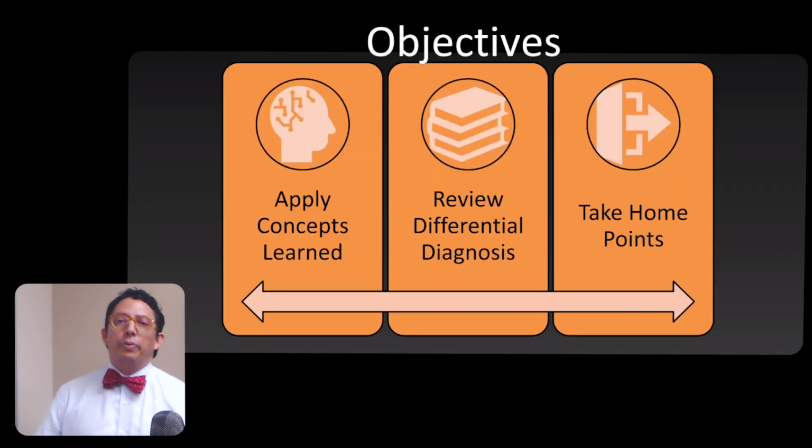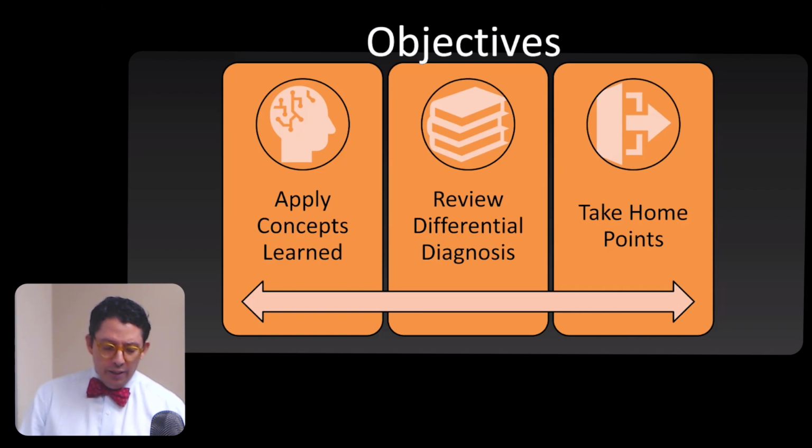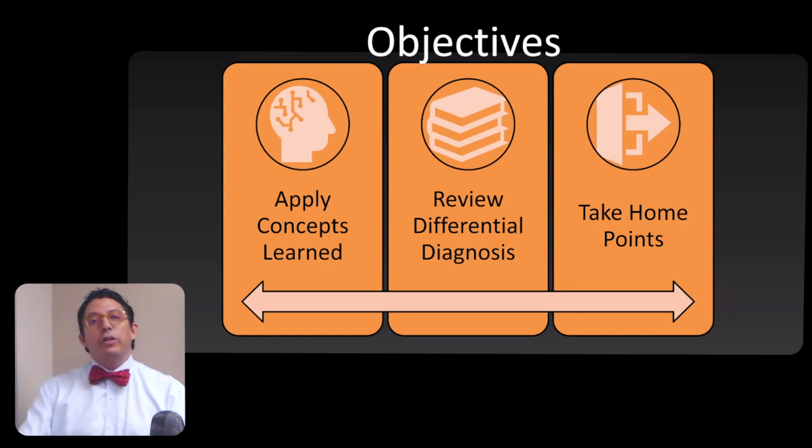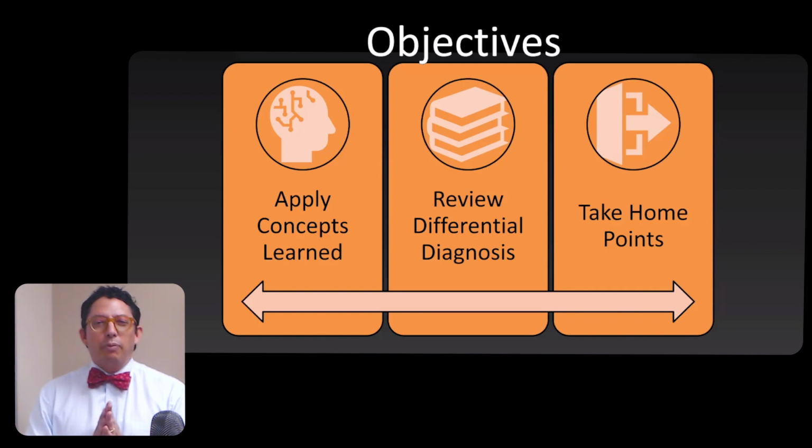What we're going to do is, you should have gone through some of the previous lectures that we've had, and we're going to apply the concepts that we have learned. We're also going to review some of the differential diagnosis. It's just not straightforward if something's a bleed or not, and we're going to have some take-home points, and hopefully that will wrap it up.